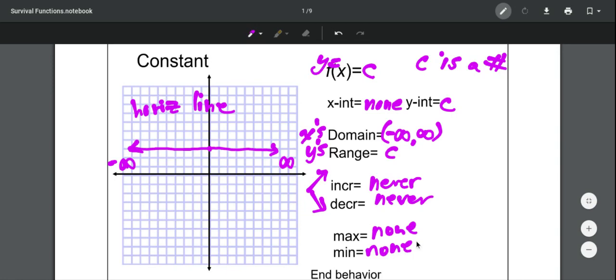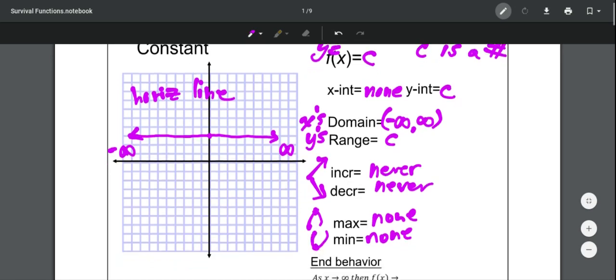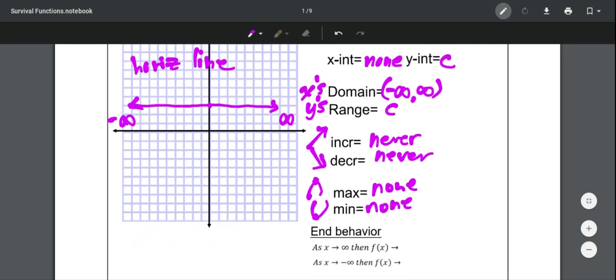Now remember, a max is where the graph flips over up here, and the min is where it flips over and it's down here. Now, the end behavior is what is the graph doing on its ends, at the very end of the graph down here. So it says as x goes to infinity, then y goes to what? What does y go to? Well, y goes to c.